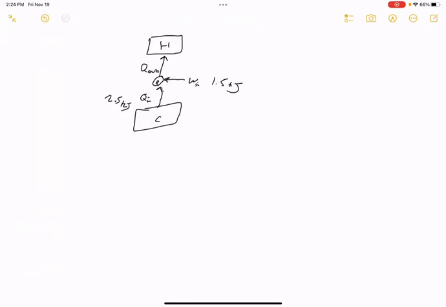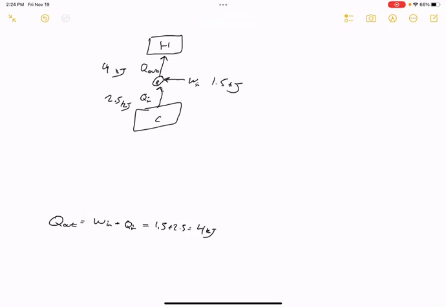So the Q out is actually pretty simple. We'll start with that. We know, by the first law of thermodynamics, that Q out has to be equal to the work in plus the Q in. So the Q out is going to be 1.5 plus 2.5, which is 4 kilojoules. And again, it's bigger than the Q in. This is because it's not just the Q in that it has to reject eventually. The work input has to be rejected in the form of heat as well.